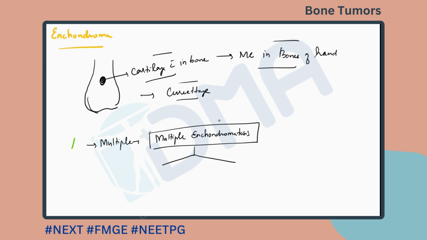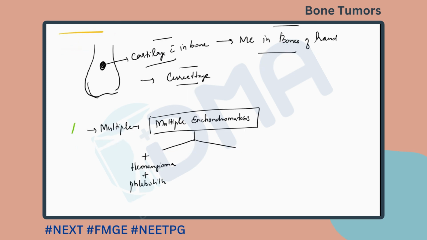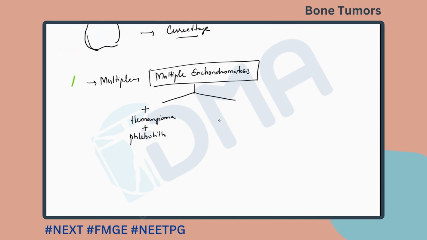When multiple enchondromatosis is associated with hemangiomas, and when it is associated with phlebolith, phlebolith means formation of stone within the veins, then this condition is called Maffucci syndrome. Okay, there is another condition where multiple enchondromas can occur. That is called Ollier disease.